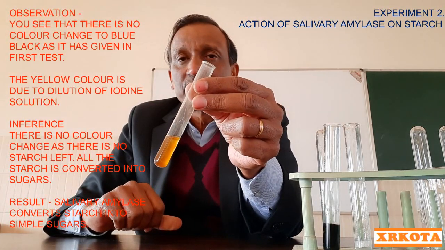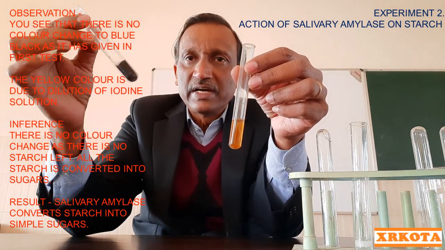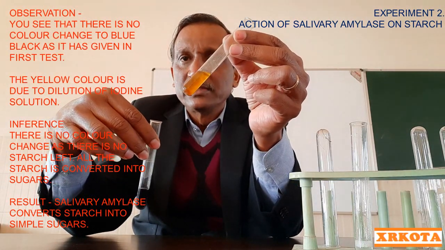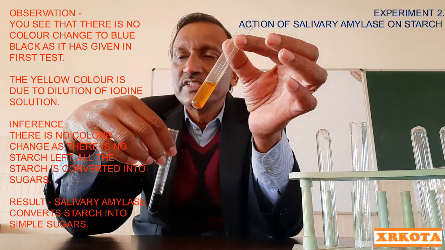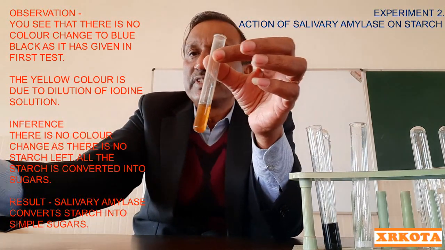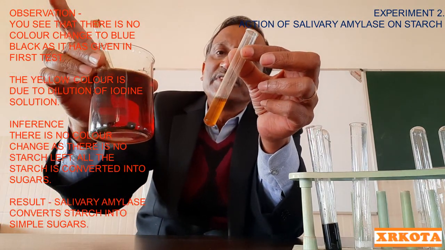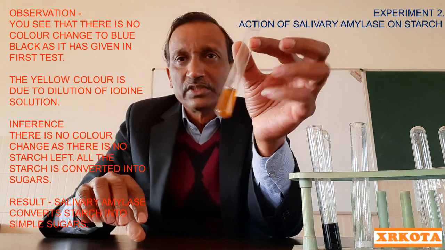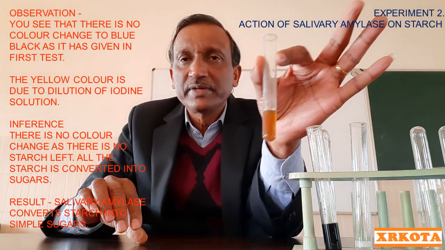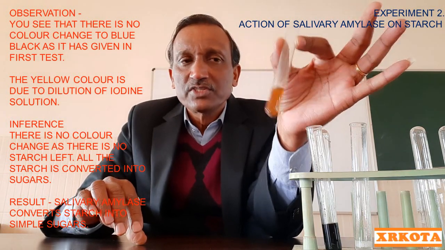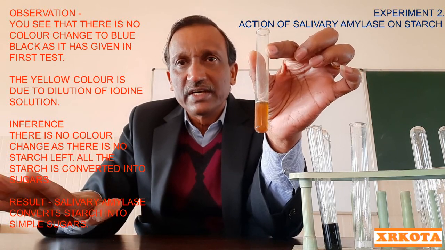Did you find any color change to blue black? The starch gave this color with the iodine solution, and the same starch in which a little bit of ptyalin enzyme, the salivary amylase, is added, now see, the color change is not there. This is the same color as the starch solution when added to the solution. It is diluted, and its color changed from this dark brown to a yellowish color. That means the starch is no more there. The starch has been digested with the help of the enzyme ptyalin.